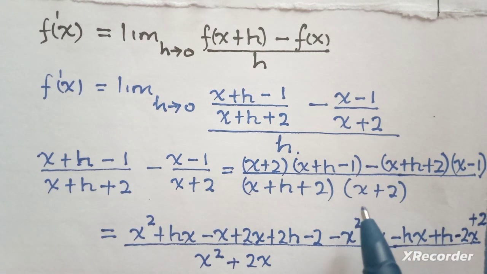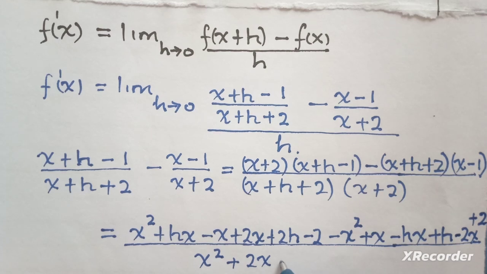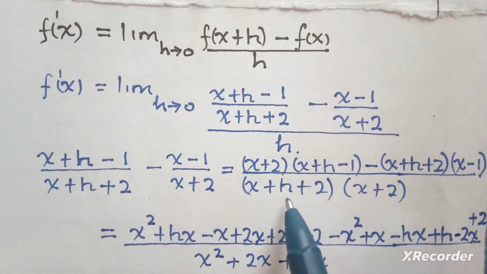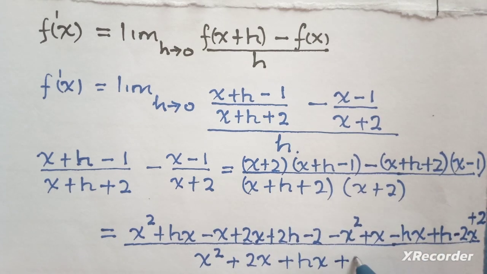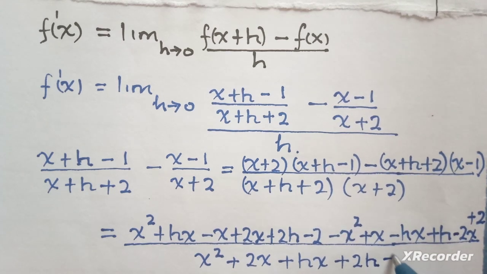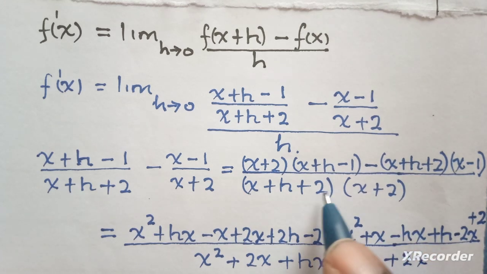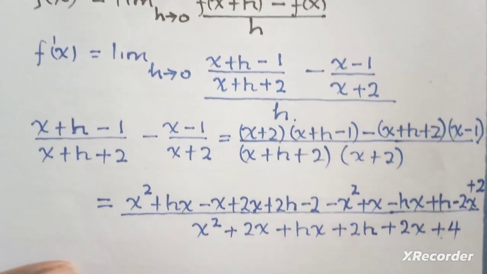And then multiply h and x, we shall have plus hx, then multiply h and 2, we shall have plus 2h, then you shall have 2 and x is 2x, 2 and 2 is 4. So that's how we have gotten it, guys.